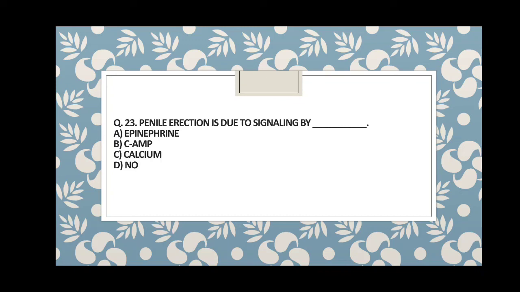Penile erection is due to signaling by which of the following ligands? Epinephrine, cAMP or cGMP, calcium, nitric oxide. So the answer is D, that is nitric oxide, because it is responsible for the vascular action of the penis, that is blood filling. Blood filling is related to NO. NO signaling is important for the penile erection.